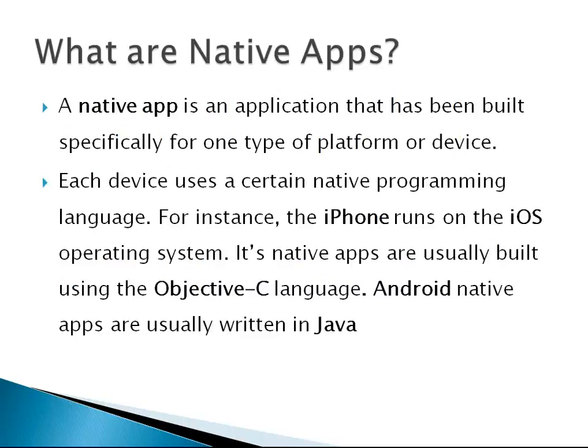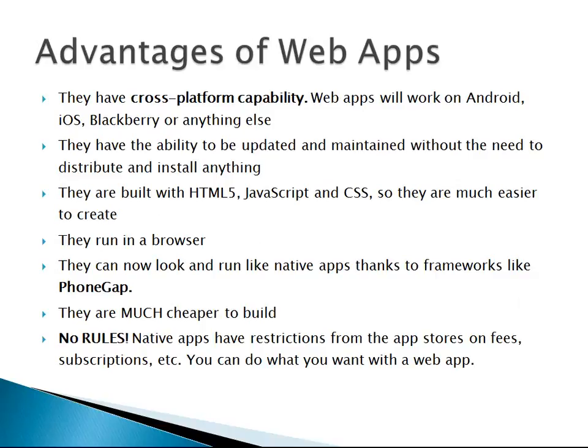So what are native apps? A native app is an application that has been built for one platform. So like I said, Java would be for Android apps and Objective-C for iOS or iPhone apps. So let's talk about the advantages of web apps.